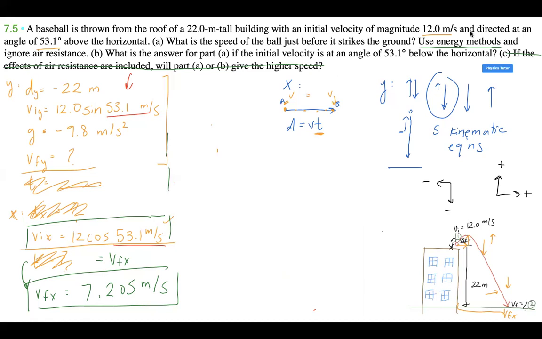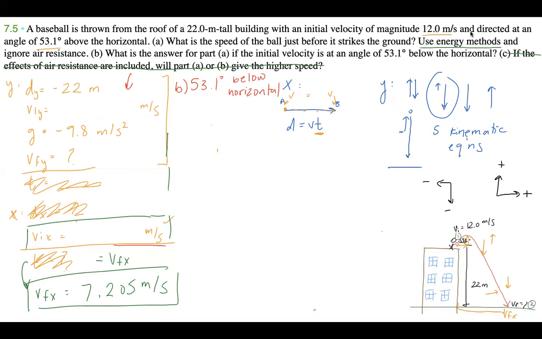Okay, so part B, 53.1 degrees below horizontal. Okay, so now I'm just gonna go back here and redo the problem and just erase the parts. I'm gonna do it with purple. So I'm just gonna erase VIY, and we're just gonna write down the new values on top of what we already had before.